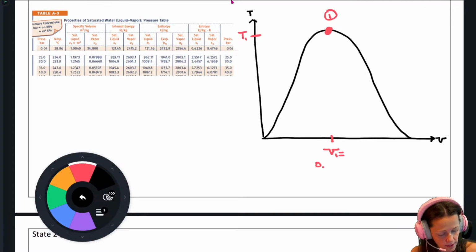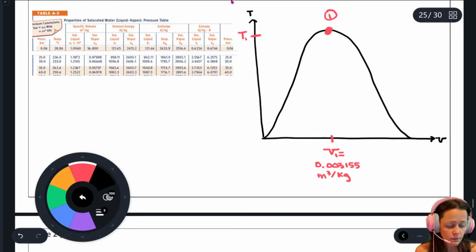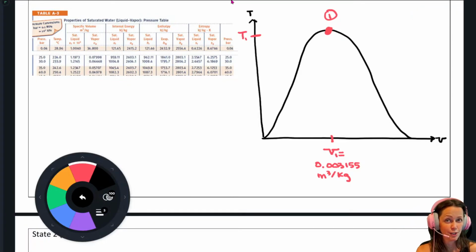Is it again? 0.003155 meters cubed per kilogram. Since it's a very particular spot on that dome because it's the pinnacle, I know exactly what that specific volume is. Normally, when you've got something that's on the dome, you know what the quality is, so that's enough to fix the state.